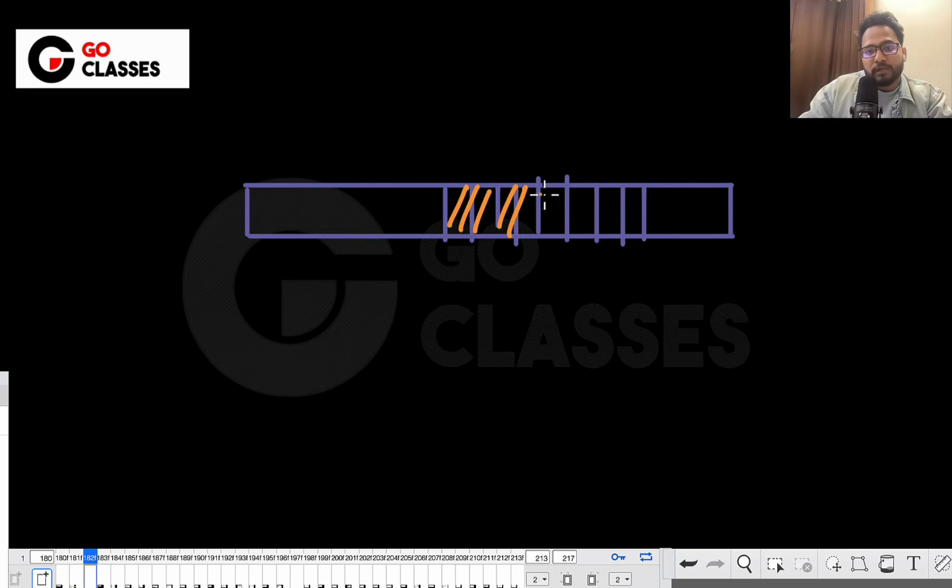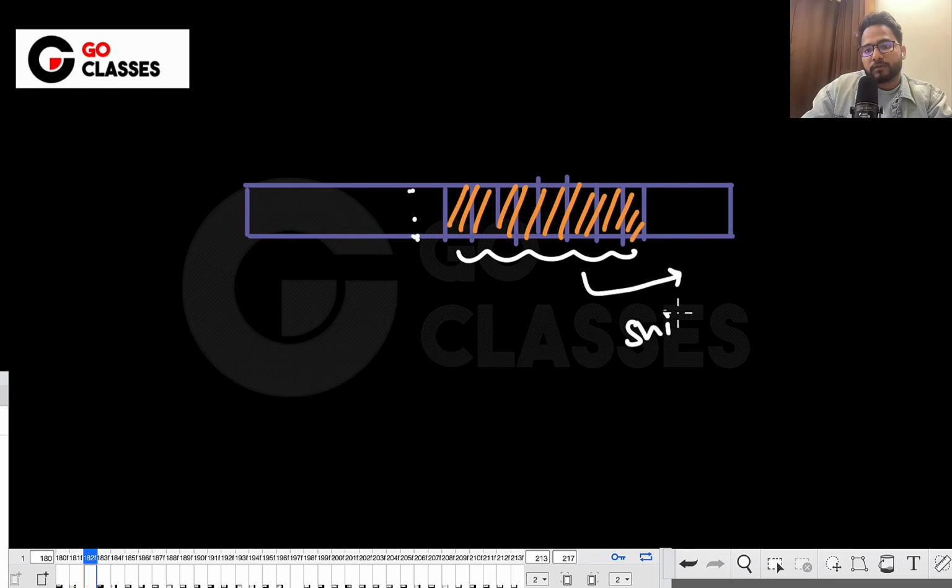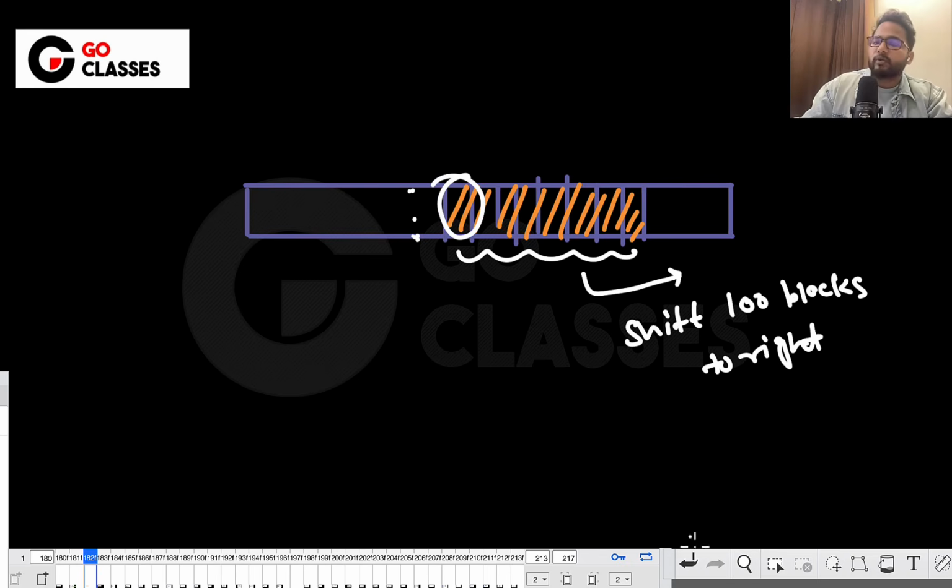Now you want to insert something at the beginning of this file. This is contiguous, right? So you want to insert something here, but since this is occupied, you have to shift all of this, shift 100 blocks to the right. Then this will be empty, and then you will be inserting, right?